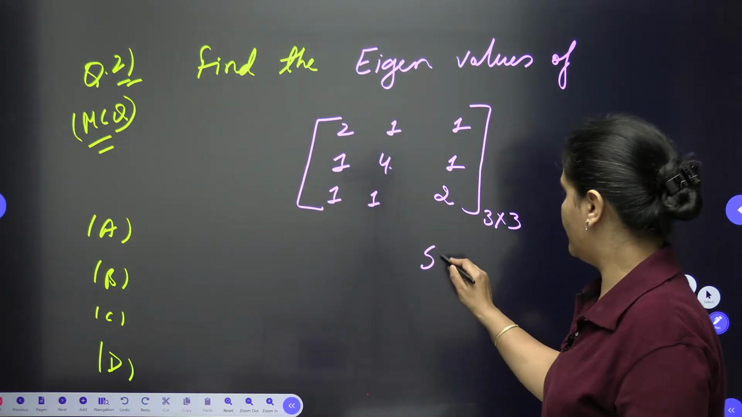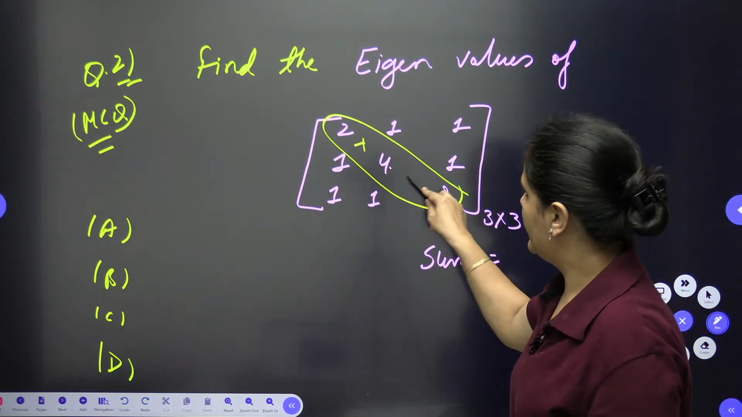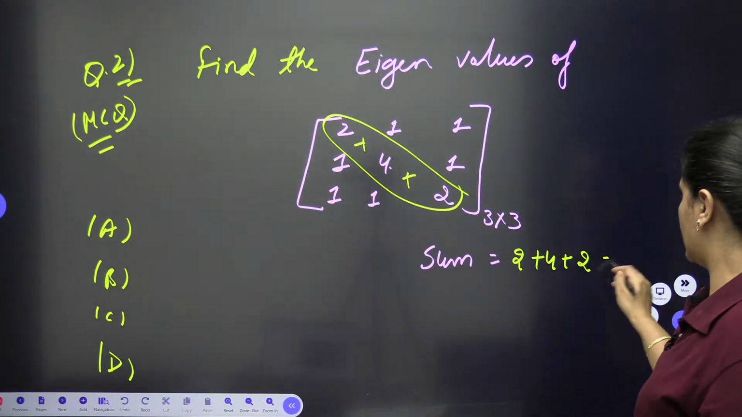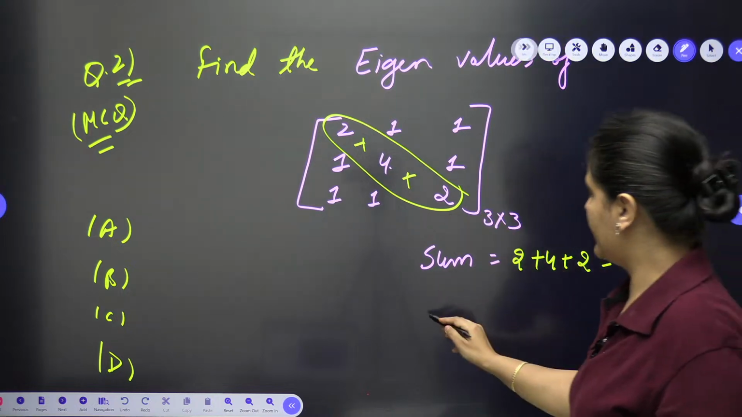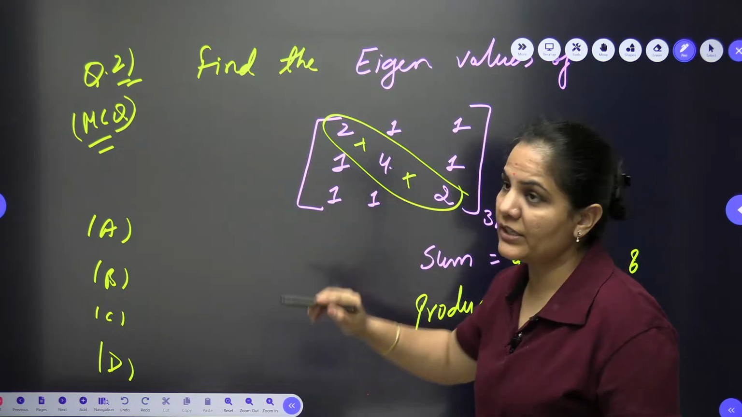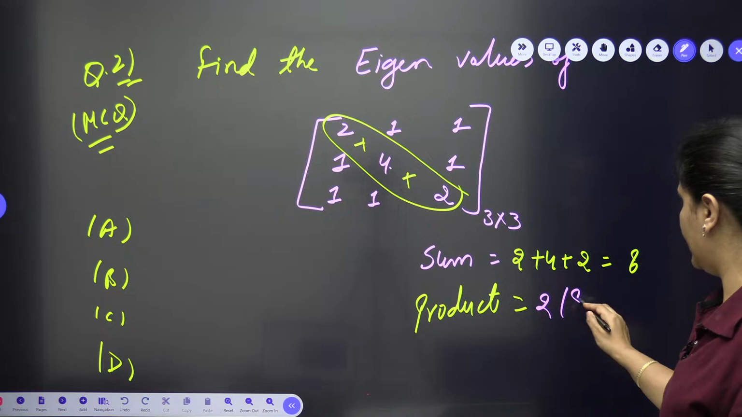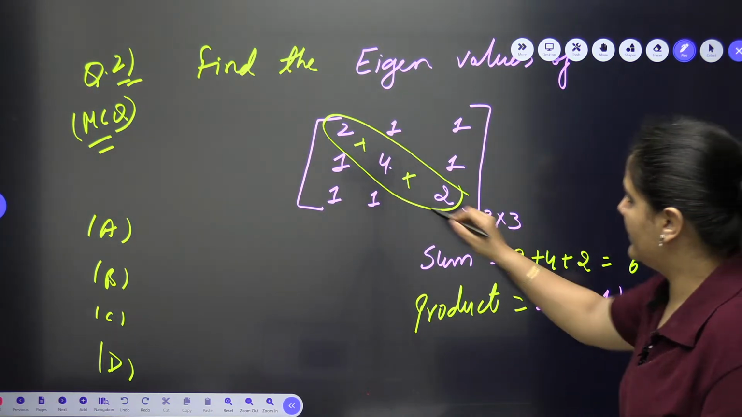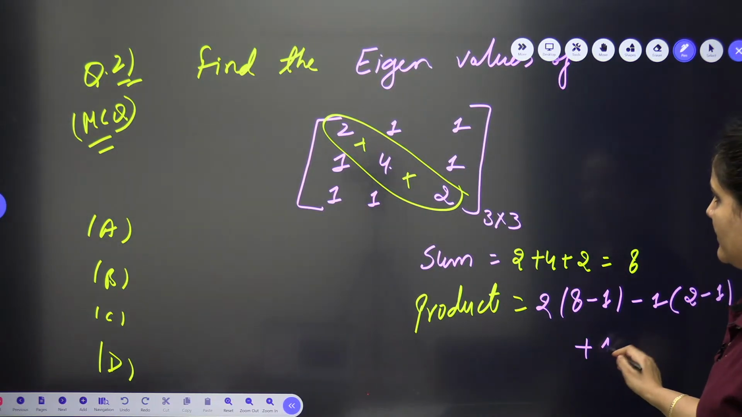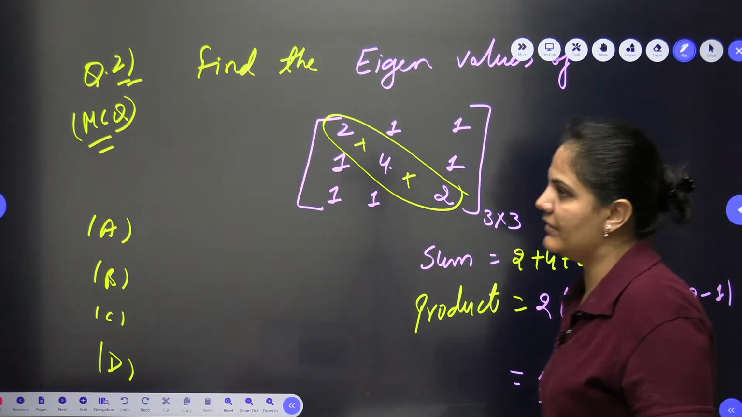So what I will do, I will go for the sum of the eigenvalues. Sum of the eigenvalues is nothing but the trace, right? Sum of the principal diagonal elements. So it will be 2 plus 4 plus 2, which is nothing but 8. When you go for the product of eigenvalues, that is nothing but the determinant, and when you solve, this will be 2 into 8 minus 1, minus 1 times, again 2 minus 1, and plus 1 times 1 minus 4. When you solve, the determinant will be 10 here.